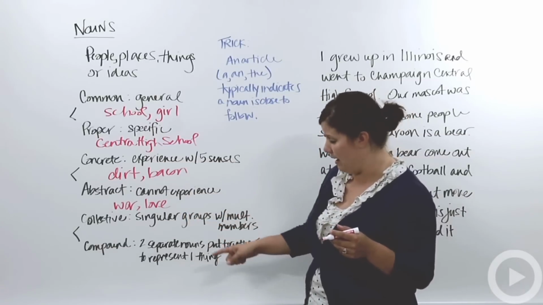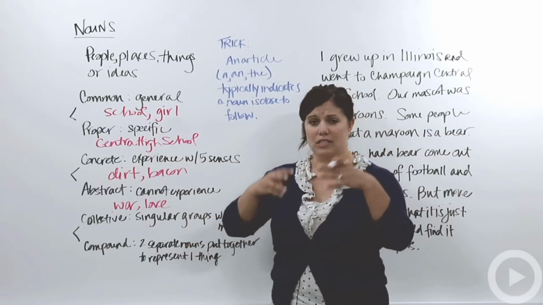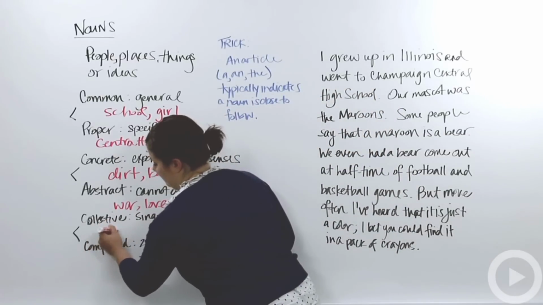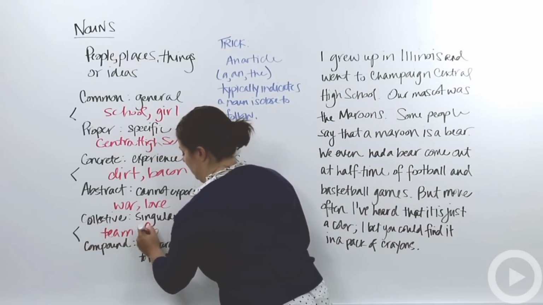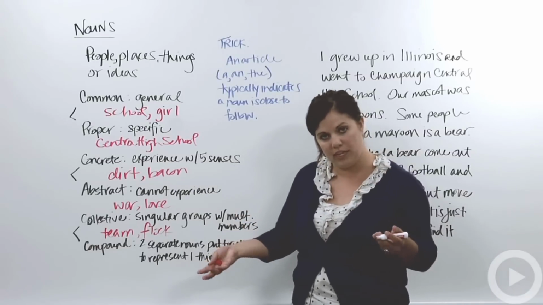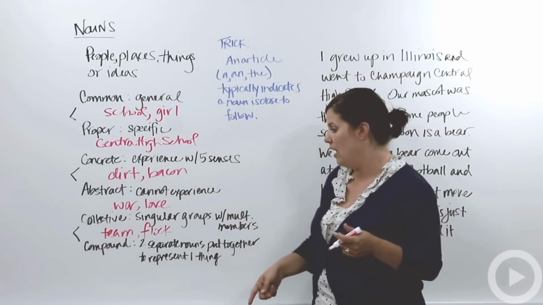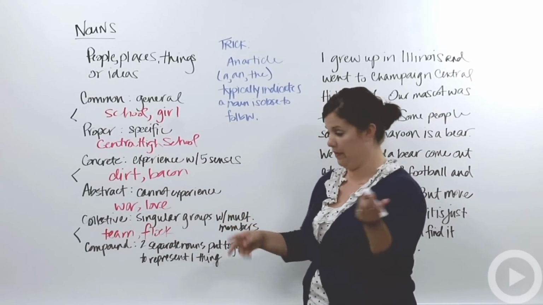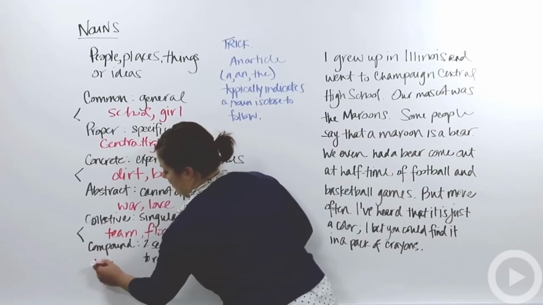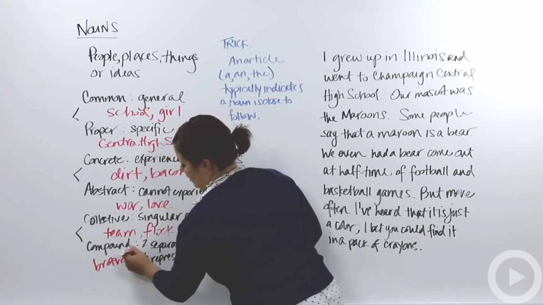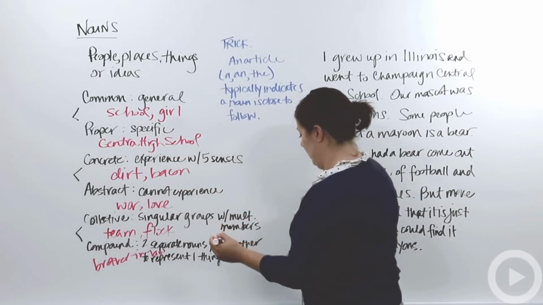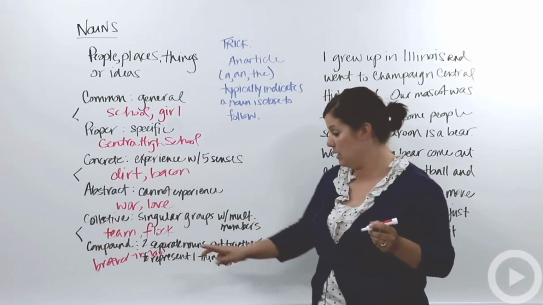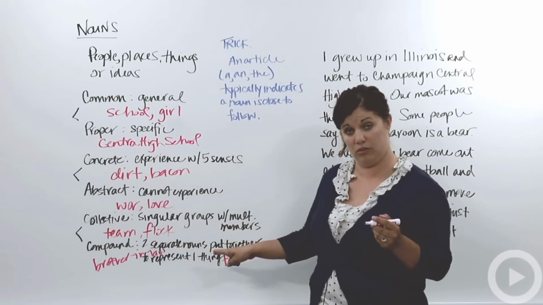And then our final set, and these are a little bit more difficult to identify, are collective nouns and compound nouns. Now collective nouns are singular groups that have multiple members. Things like a team or a flock, right? They're made up of multiple things, but we treat them as a singular entity. And then we also have compound nouns, where you put two nouns together to represent one thing. Something like a brother-in-law, or even a trash can. So these can be hyphenated or they can be just two nouns pulled together as well.